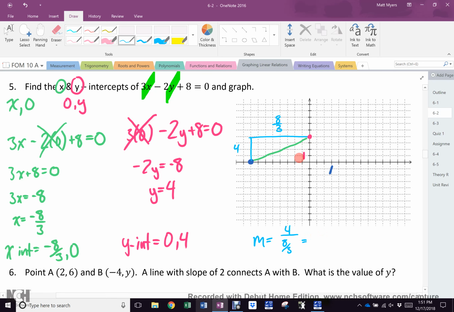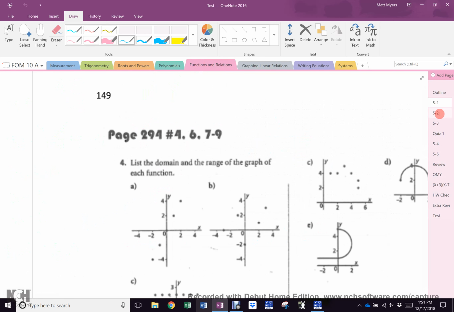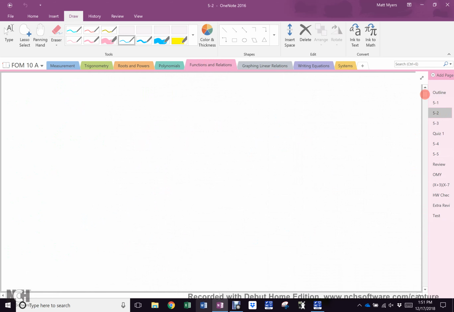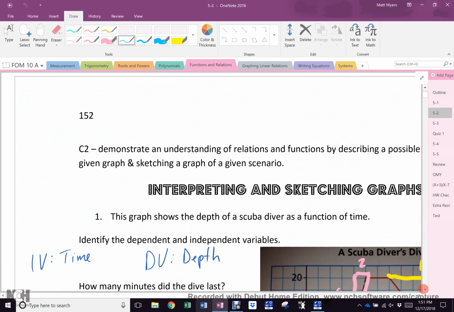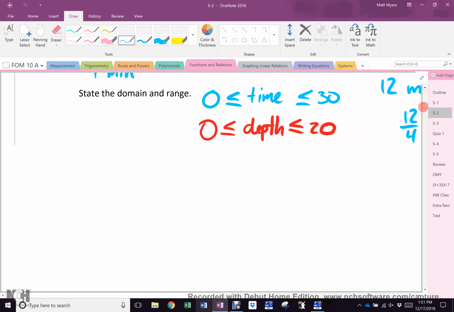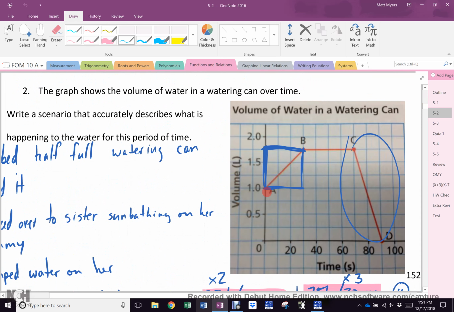Have we seen this before? Yes. Remember back here when we were talking about rates of change and the scuba diving lady. These were different scales, right? No, the scuba diving lady wasn't different scales. Which was different scales? This one. The watering can. We had to look at actual values, not numbers of squares. Everybody cool?